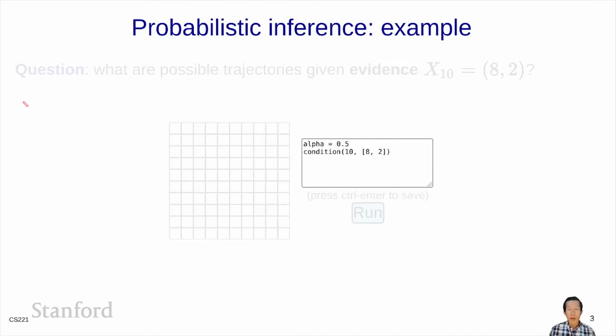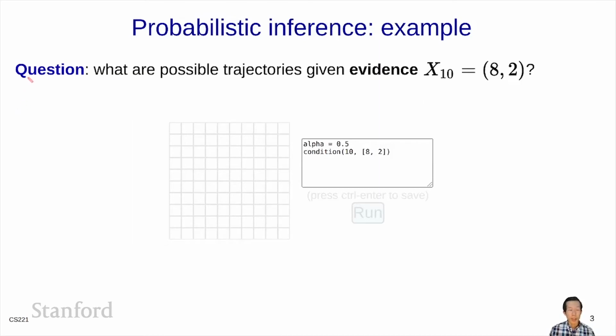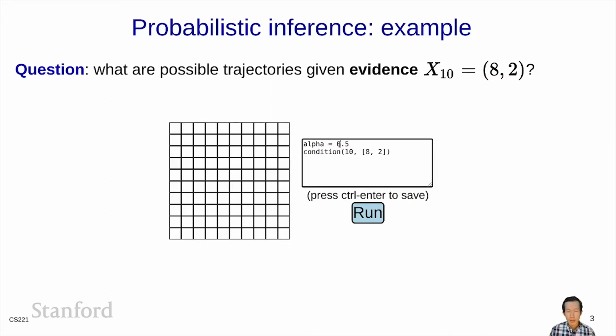So with this Markov model, we can ask particular questions. For example, what are the possible trajectories given the evidence x10 equals (8, 2)? So here, I'm going to condition on x10 equals (8, 2). And if I run this, then I'm sampling from all the program traces where I restrict only those ones where x10 is clamped to (8, 2). So this is a way to visualize the conditional distribution of a probabilistic program.